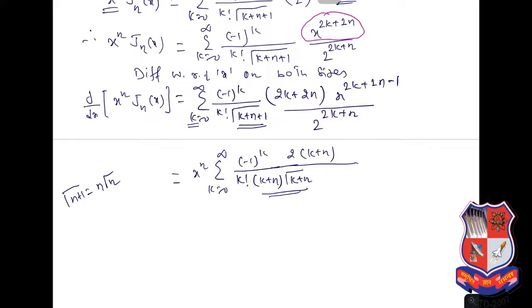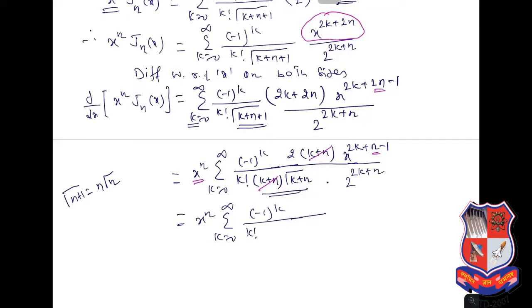So this is k plus n, x power 2k plus n minus 1, because we had taken 1 x power n outside, over 2 power 2k plus n. Now we can see that this k plus n will be getting cancelled. So this is equal to x power n, series k equal to 0 to infinity, minus 1 power k.